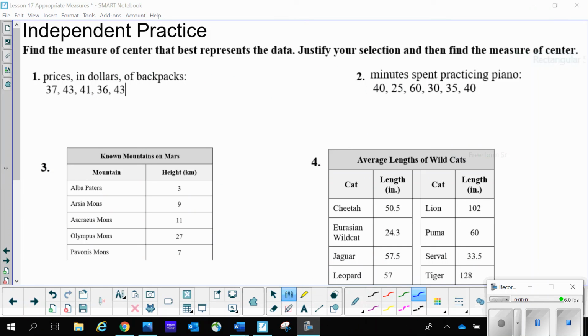Now it's your time for practice. Just as we've been practicing throughout the lesson, for your homework, you will follow 3 parts. First, you'll find the measure of the center that best represents the data. So what that means is you're going to decide which choice, mean, median, or mode, would be the best choice to represent the data. Second, you're going to justify your selection. So what that means is you're going to say, oh, I chose the median because it has extreme values. And then thirdly, you'll find the measure of center. So you'll say what the median actually is of that data.